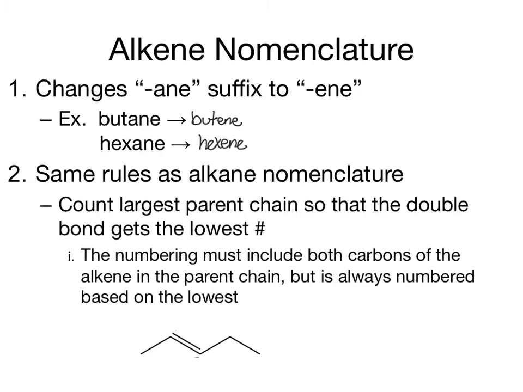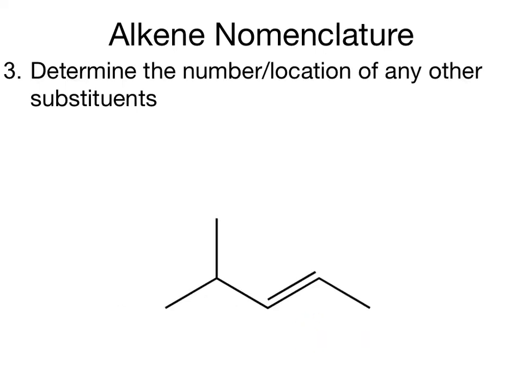You're still going to count the largest parent chain, but you're going to prioritize it so that the double bond gets the lowest number. Your numbering has to include both carbons of the alkene in the parent chain, and it's always numbered based on the lowest. For example, here I would go left to right in order to give the alkene priority. Notice that both of the carbons that the double bond is between are in the parent chain, but we would call this 2-pentene. We always call the alkene by the lower carbon, or the carbon it starts on in the chain. And then you're going to determine the number and the types of substituents, just like alkane nomenclature.